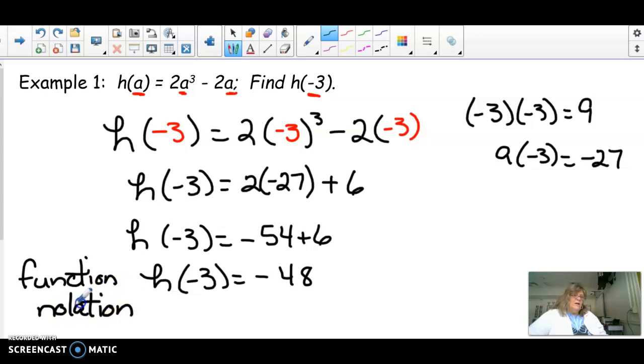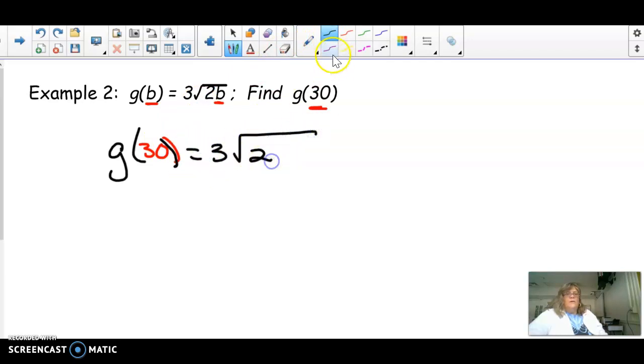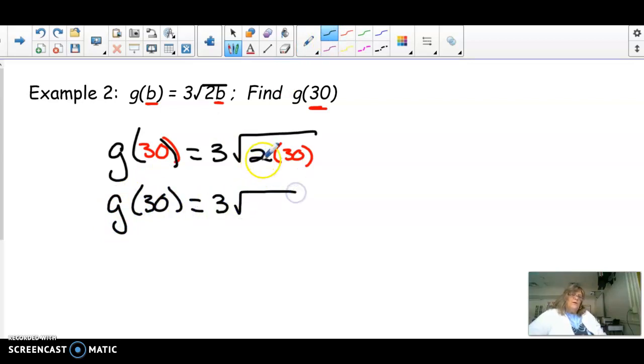So get used to seeing items written in function notation. Let's try another example. Here we have g of b, and we have the square root. So everywhere that we have a b, we're going to plug in the number 30. So we have g of 30 is equal to 3 times the square root of 2 times 30. So g of 30 is equal to 3 times the square root, and 2 times 30 is 60.